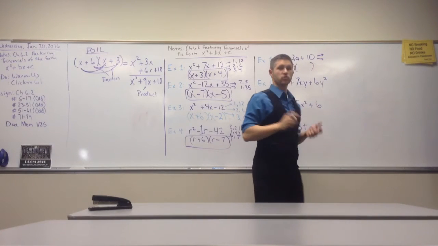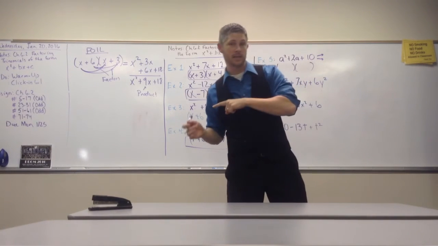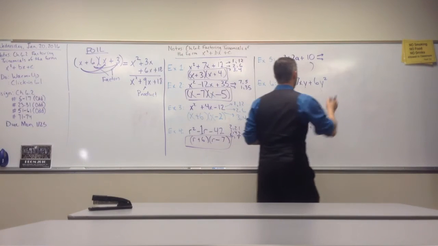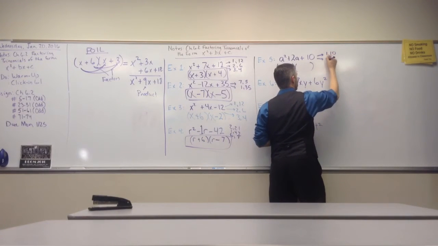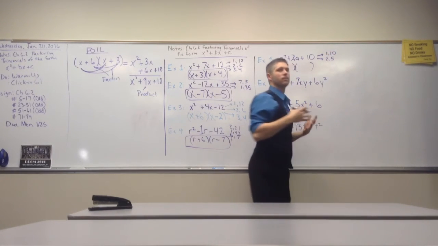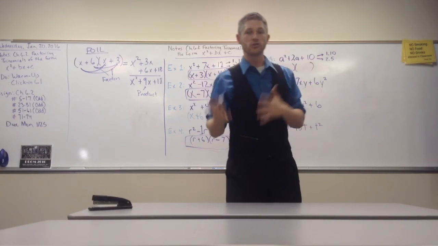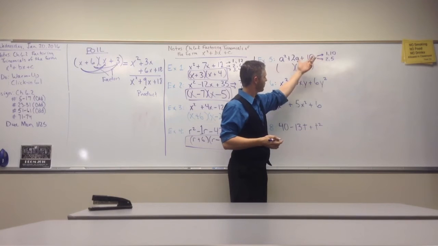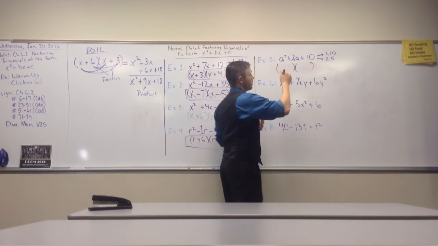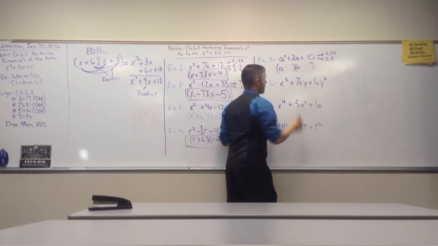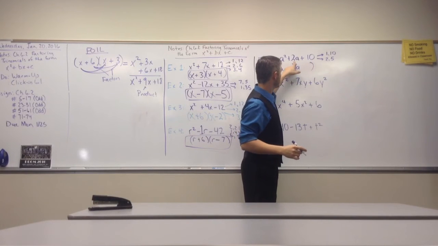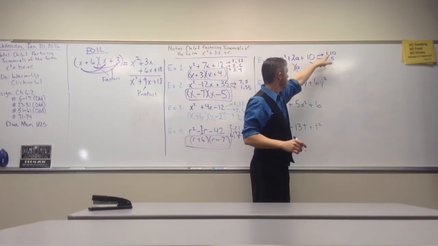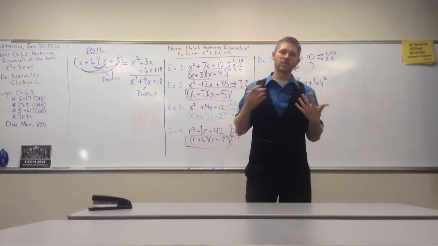10 has two sets of factors. 10 can be made by 1 times 10, or by 2 times 5. Sorry, 2 times 5 gives me 10, and 1 times 10 gives me 10 as well. Excuse me for that. So I know this is a and a. But think about this. I need two numbers that add to give me 2, or subtract, whatever. Well, look. There's no way that 1 and 10 or 2 and 5 can give me a 2.